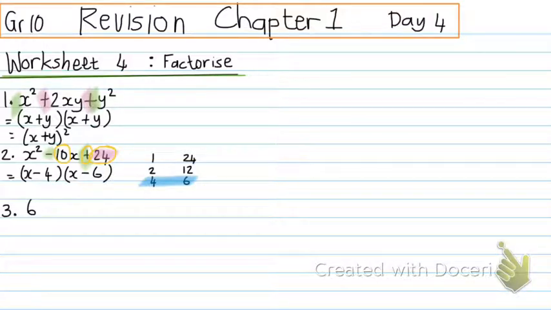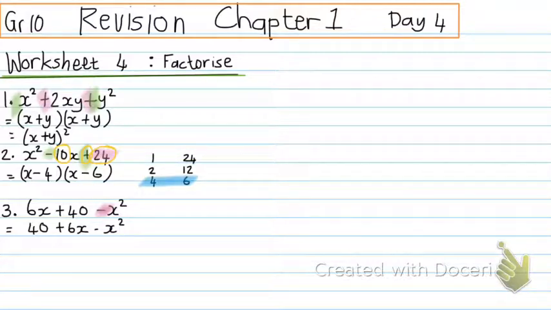Then number 3. 6x plus 40 minus x squared. These are in the wrong order. We have to write it in ascending or descending powers of x. So I need to rearrange them. I'm going to write them with the constant first, then the x, and then the x squared. So it's going to be 40 plus 6x minus x squared. The reason that I wrote it in this order is because of this negative in front of the x squared. I don't want that negative in the front, so I rather took it to the back.